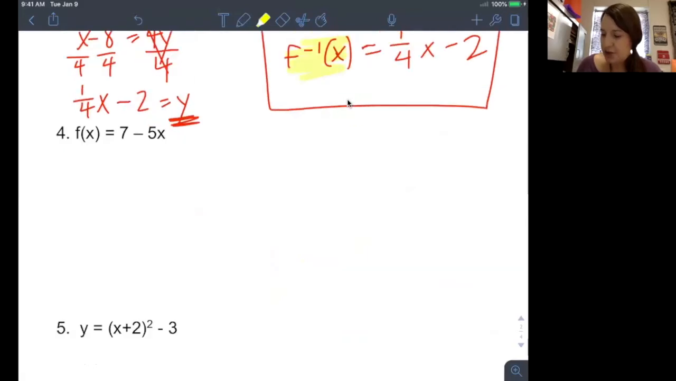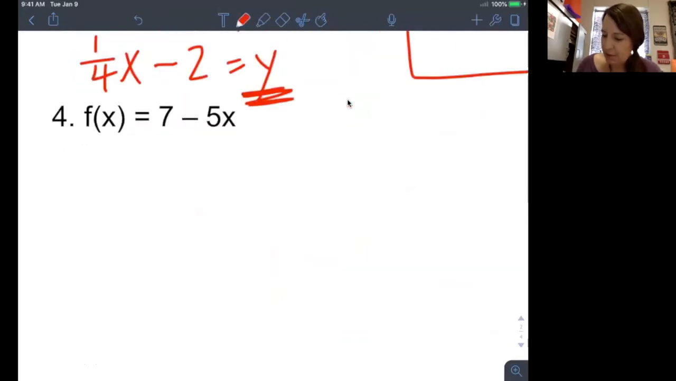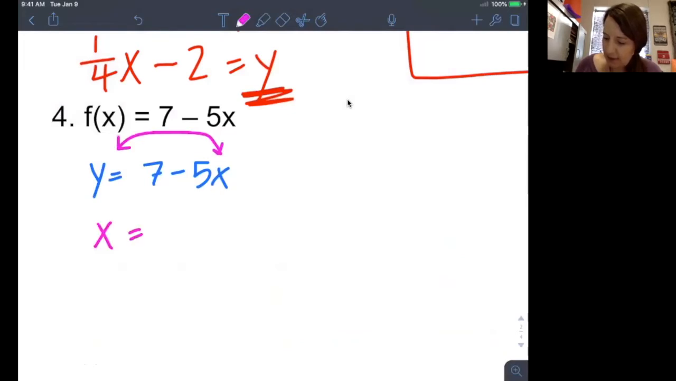Okay, so this one I do start with an f of x. Remember, the first step says we're going to switch the f of x to a y. So we have y equals 7 minus 5x. Step 2 says we're going to switch our x and our y. So I'm going to take the x and the y and trade places. So this is going to be x equals 7 minus 5y.